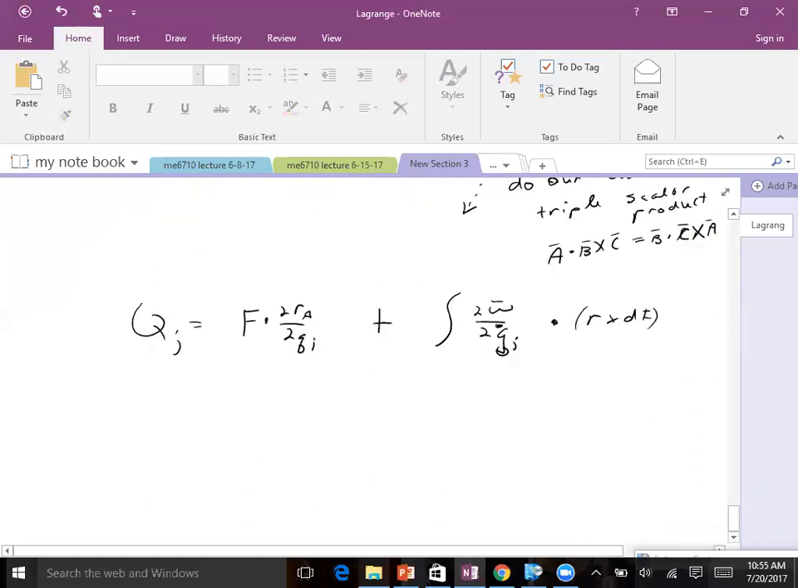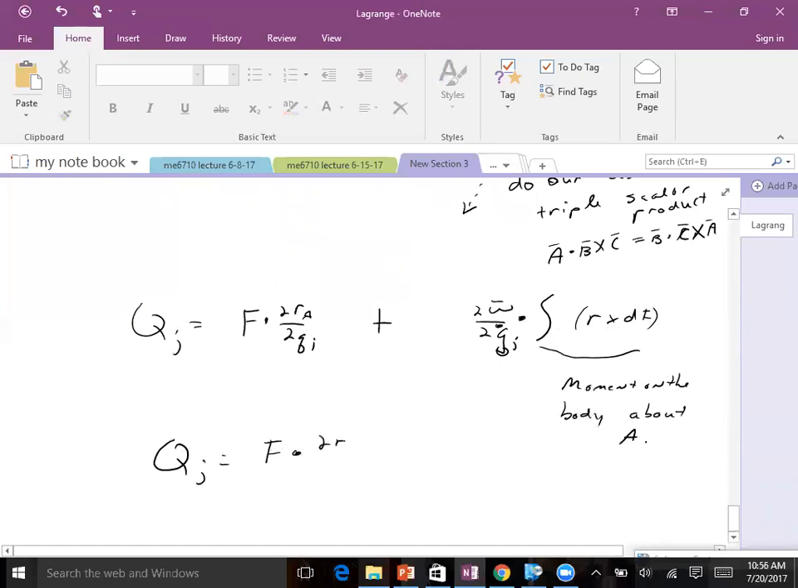And then down here, let me do one other sleight of hand. I'm going to move that integral here because omega is not a function of the body. So I just get the integral over the body of r dF. That is the moment on the body about point A. And so that lets me rewrite this Qj.